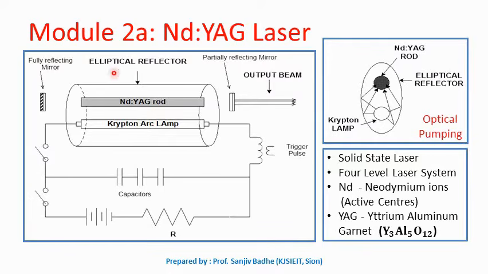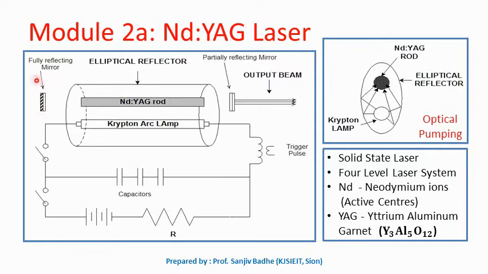And why are we using an elliptical reflector? We are using it in order to make best use of light energy for exciting the neodymium ions. Because we are keeping the Nd:YAG rod at one of the foci and the krypton lamp at the other focus, all the light rays emitted by the krypton arc lamp, after getting reflected from the wall, will arrive at the other focus where the Nd:YAG rod is kept. So the light energy is not wasted and the entire light energy is utilized for exciting the neodymium ions to the higher levels. So this is the purpose of using the elliptical reflector.